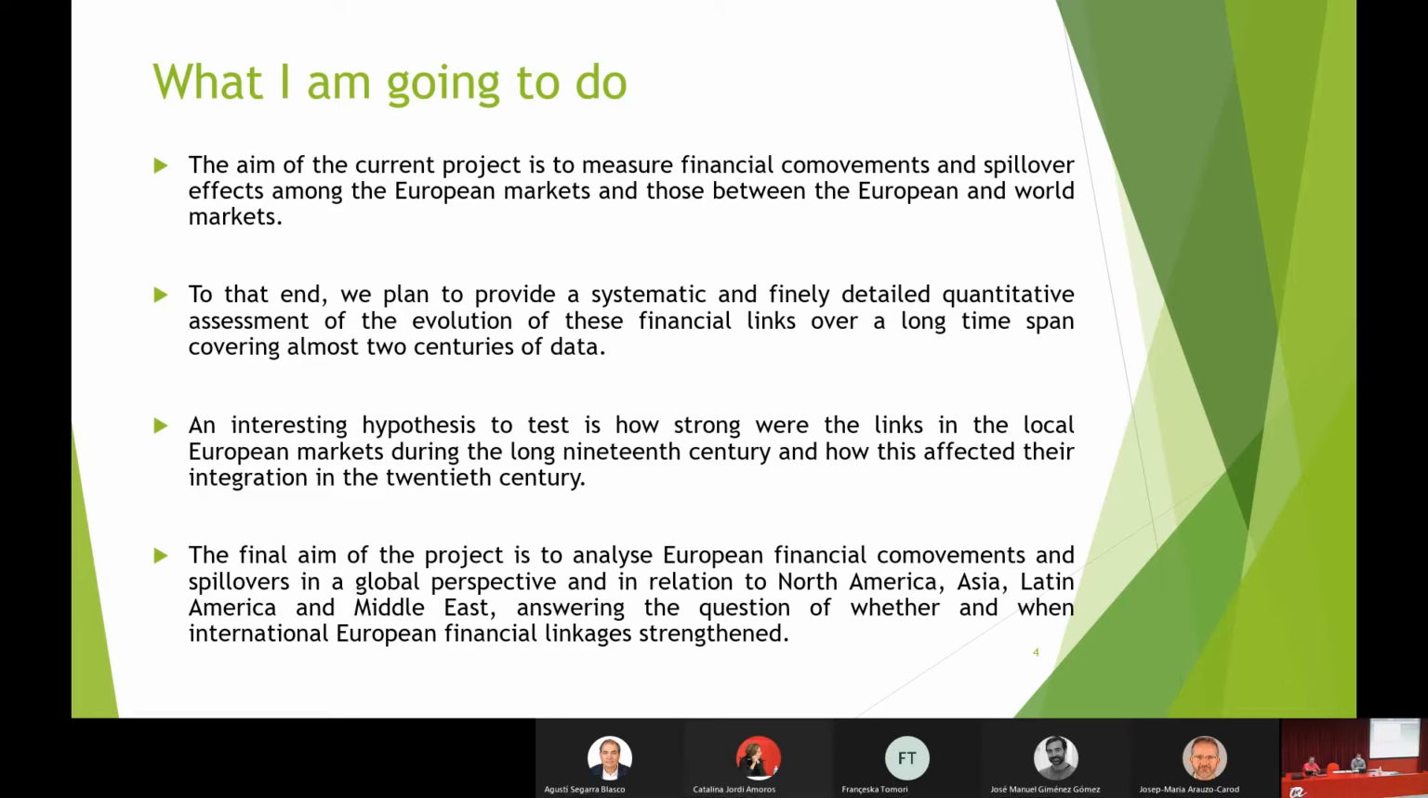In this session, an interesting hypothesis to test is how strong were the links in the local European markets during the long 19th century and how they affected their integration in the 20th century. The final aim of the project is to analyze European financial co-movements and spillovers in a global perspective and in relation to North America and Asia.